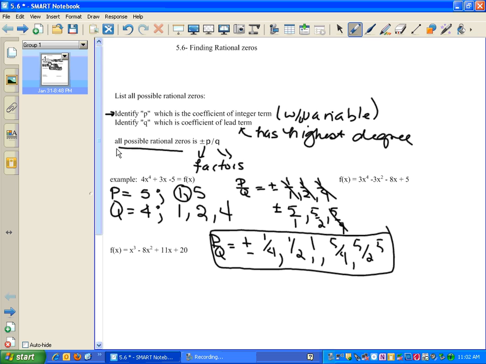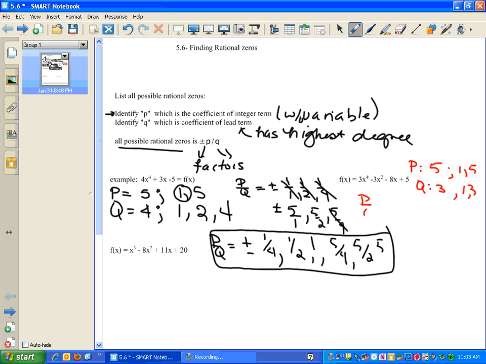What is my p? Right now, we're just finding the possible ones. So my p is what? And who else knows? What's my q? Okay, and my factors of these are 1 and 5 and 1 and 3. Now, don't get them backwards. It's p over q. Don't flip it and do q over p.